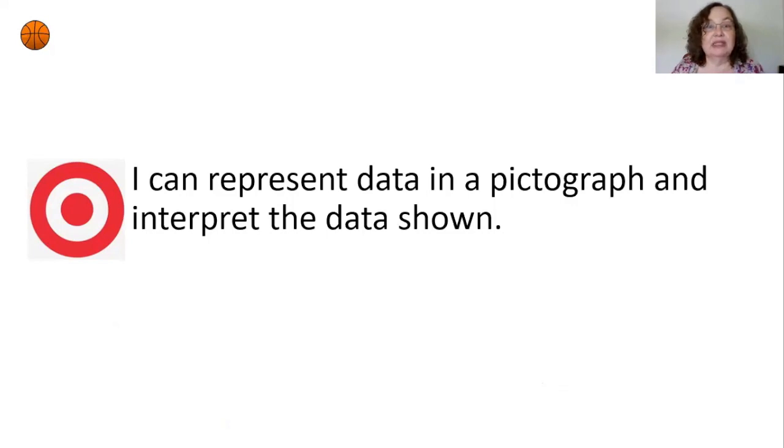There's a lot of words I need to think about. The first one is data. What is data? Well, remember last week when we were spinning spinners and we kept a tally mark of what we landed on? That would be data. Or if you go to the doctor and they find out how tall you are or how much you weigh, that is data. So now I can represent data in a pictograph and interpret the data shown.